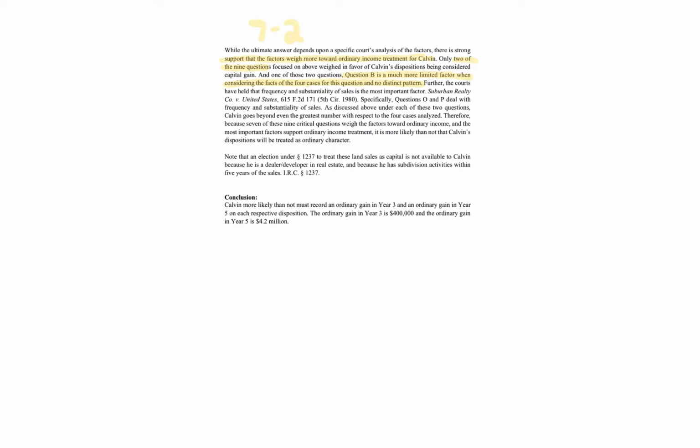Further, the courts have held that frequency and substantiality of sales is the most important factor. You can find that in Suburban Realty, which again is a Fifth Circuit case. So frequency and substantiality of sales is most important, meaning super factors. Specifically, questions O and P deal with frequency and substantiality of sales. That's the question, how many months between your sales, and also how many sales did you have in the previous 5 years. So both of those weighed towards ordinary. And again, those are super factors.